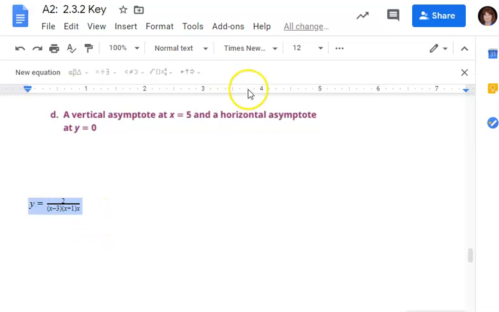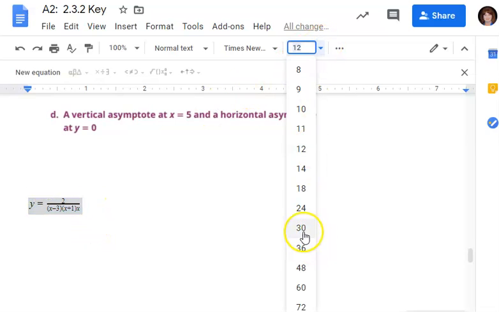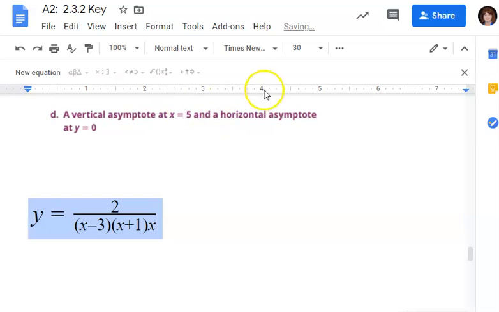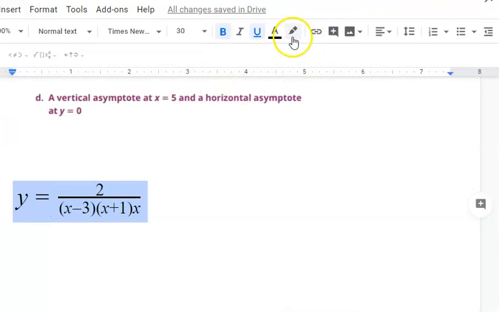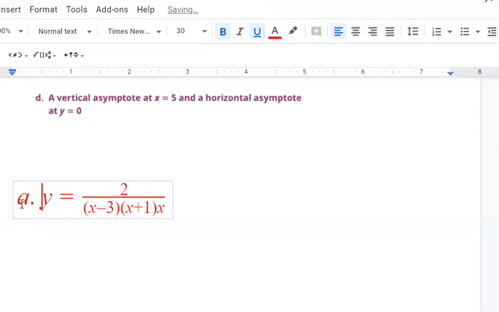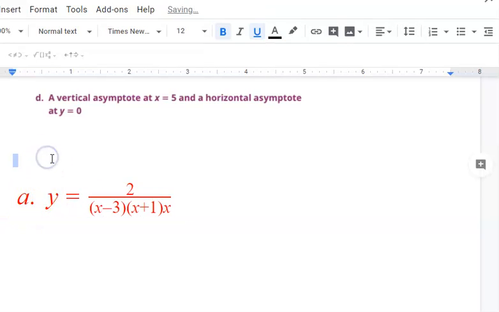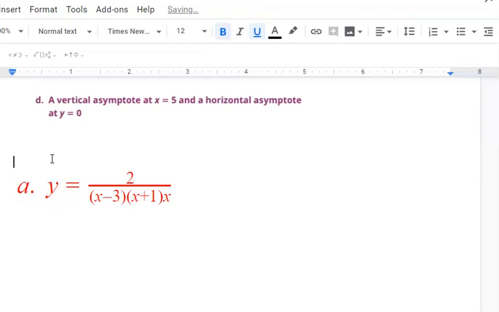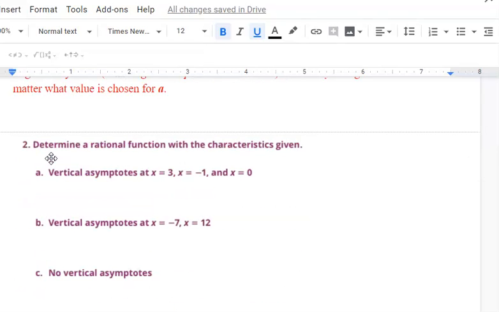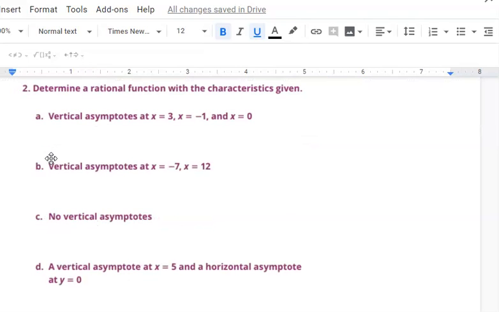I'm going to blow this up because this is tiny. Let's make this really big. And let's make this, I don't know, how about red? Okay, so this will be A. All right, so the next one, and of course you can type all these in your graphing calculator to verify that they are coming out like you want.